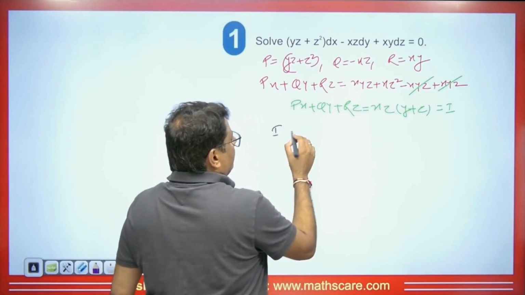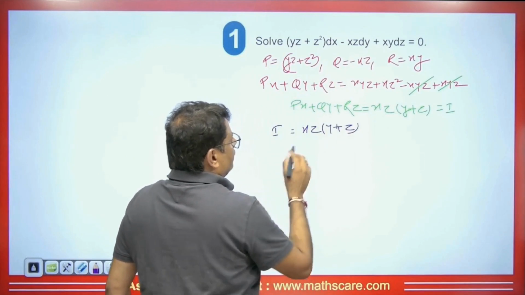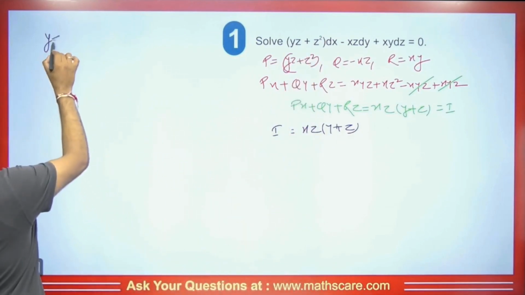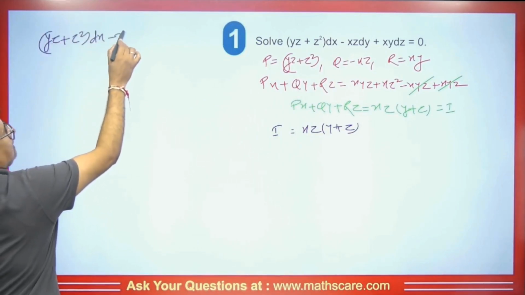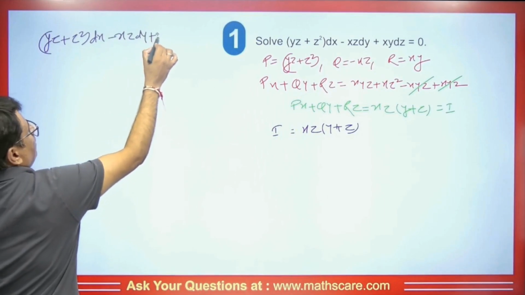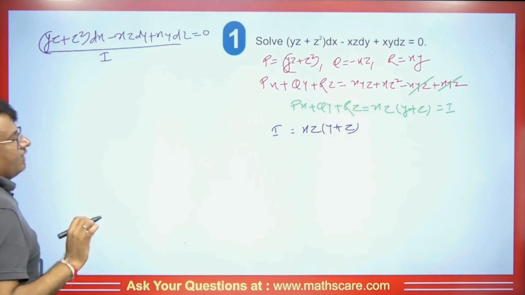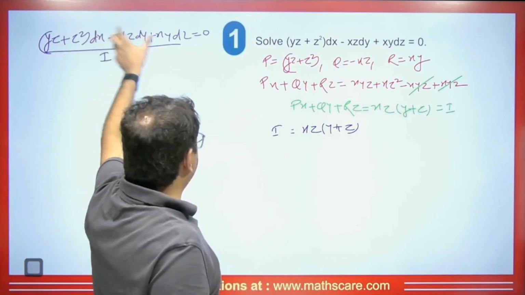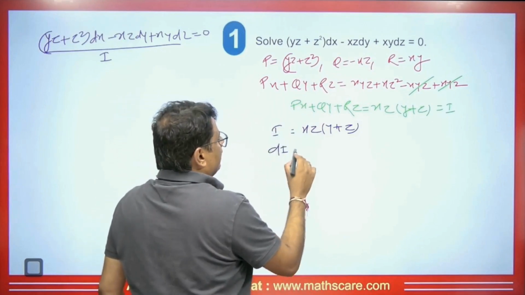But I told you, whenever we take it as I, then we need to differentiate this because we need to divide with I. I will explain what we have to do. We have (yz plus z square) multiplied by dx minus xz into dy plus xy dz is equal to 0. Ultimately, we need to divide it by I. Sometimes dividing by I becomes difficult, so we try to find the value of this term in the numerator. We will calculate the value of dI.